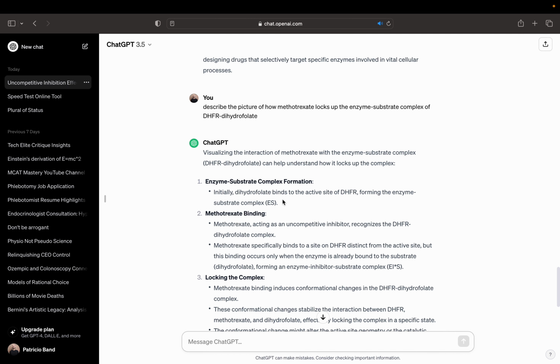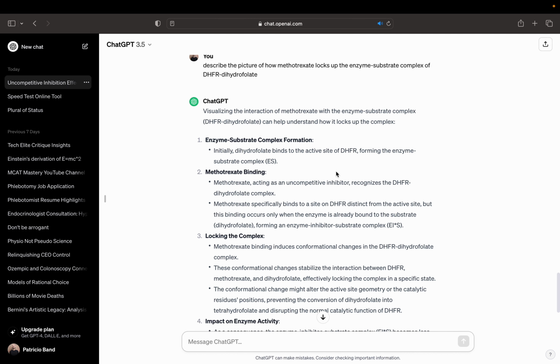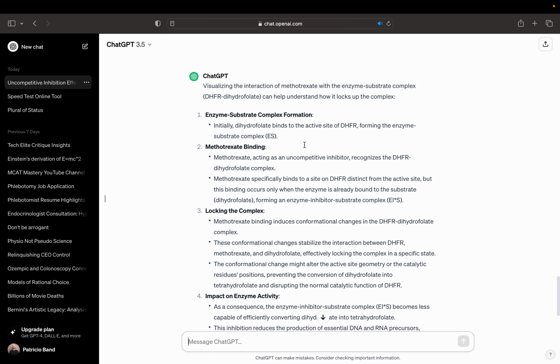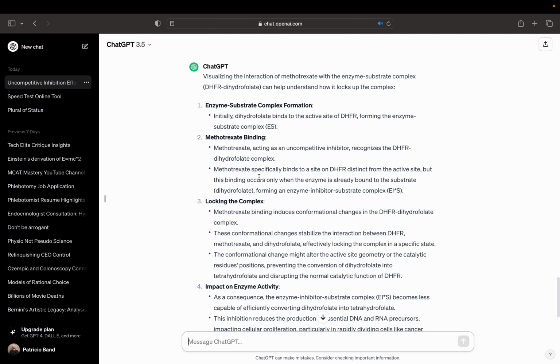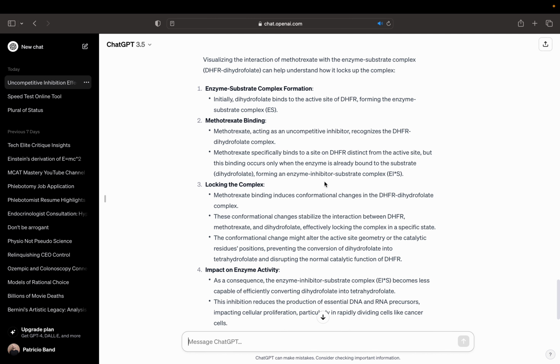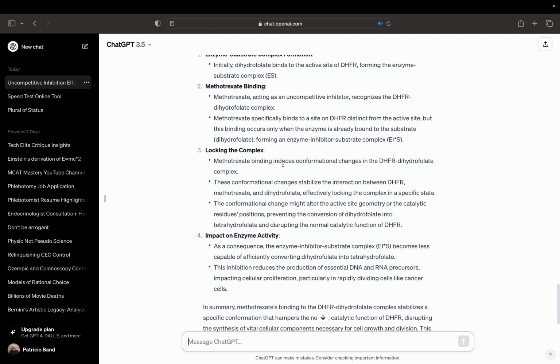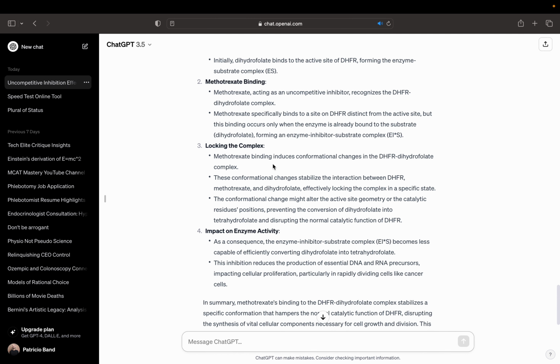Dihydrofolate binds to the active site, forming the complex. Methotrexate recognizes the complex. Methotrexate specifically binds to a site on DHFR distinct from the active site, but the binding occurs only when the enzyme is already bound to the substrate, dihydrofolate, forming an EIS complex. Methotrexate binding induces conformational changes in the DHFR enzyme substrate complex.